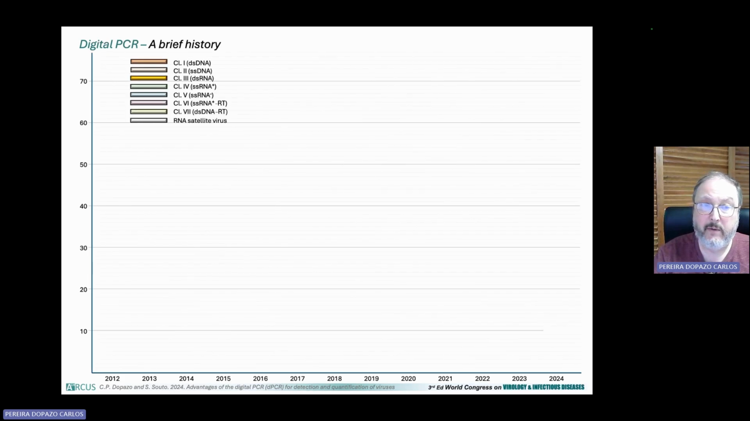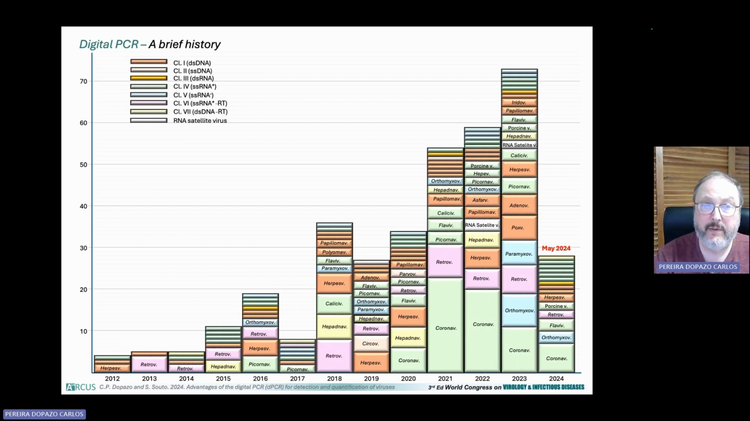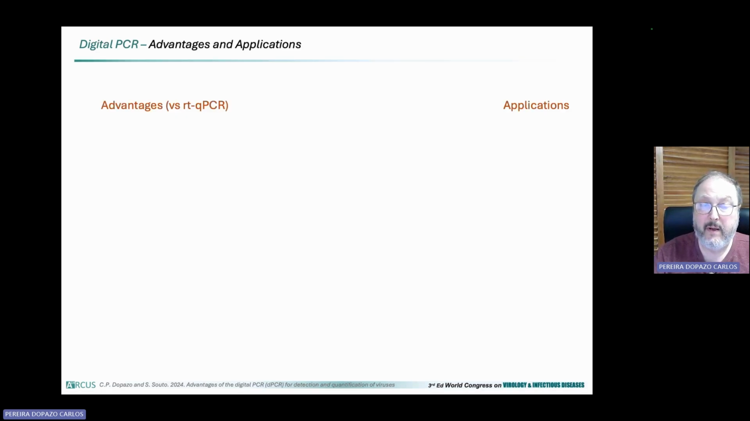And in the last decade or so, it has been increasingly used for diagnosis and quantification of viruses of a large number of families and from all the Baltimore classes, as you can see in this slide. Well, this is because we have many more advantages of the digital PCR versus the qPCR than disadvantages. The disadvantages can be the prices, for example, and the much higher research that you have to apply to be sure that the advantages of the digital PCR are applied.